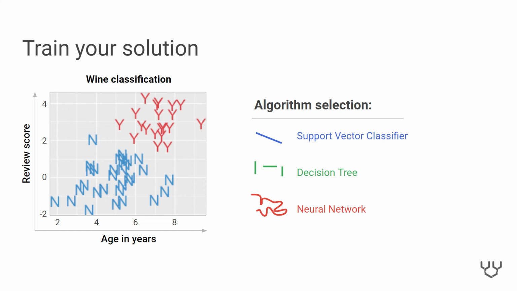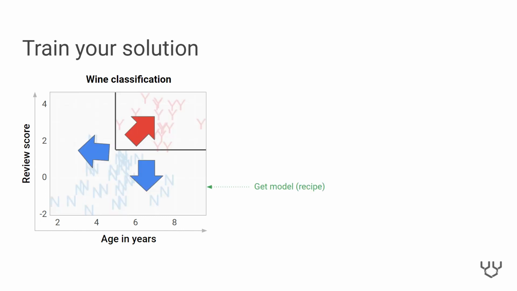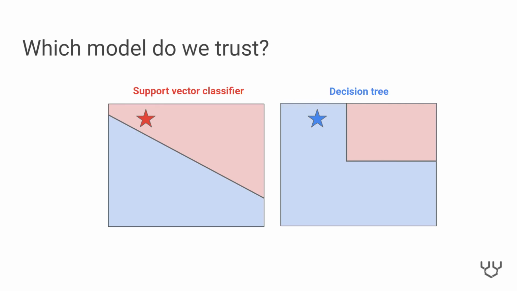But we could have chosen a different algorithm. There we go. Let's pick the tree and run that thing. Here is our recipe. And that's a different recipe from the previous one, right? And in comes a new bottle of wine. Blue. Troubling. Most troubling.